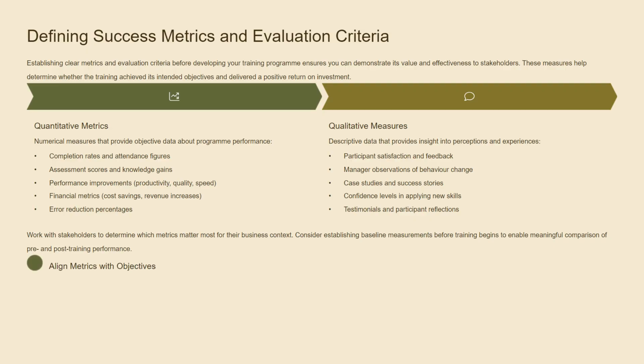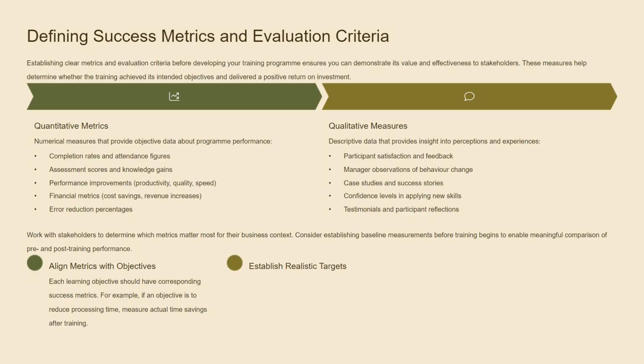Align metrics with objectives. Each learning objective should have corresponding success metrics. For example, if an objective is to reduce processing time, measure actual time savings after training. Establish realistic targets. Work with stakeholders to set ambitious but achievable targets for each metric based on industry benchmarks or organizational history. Plan data collection methods.